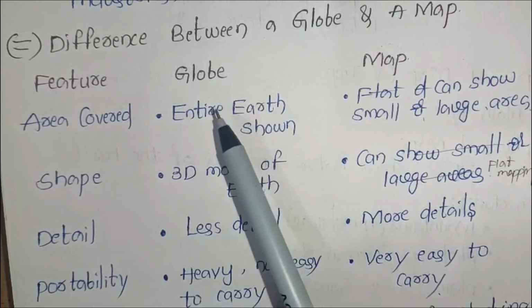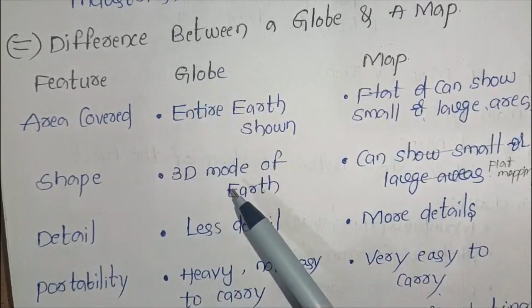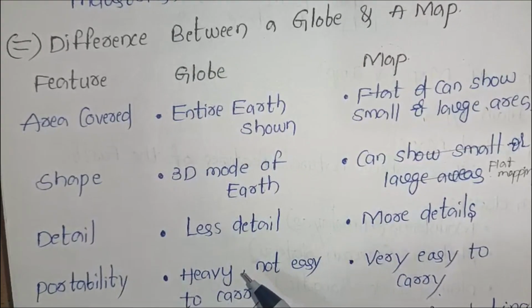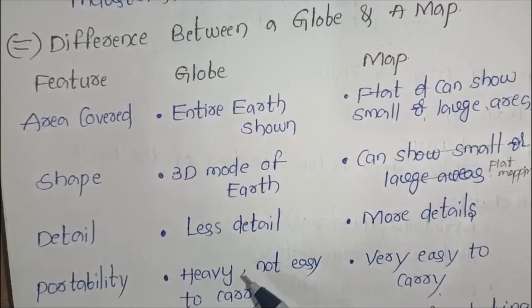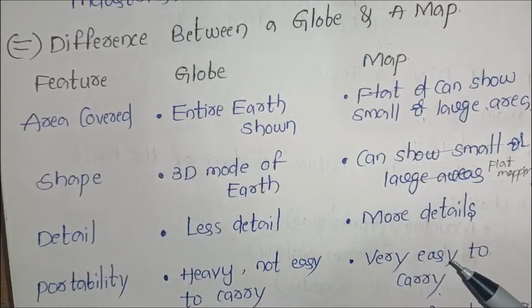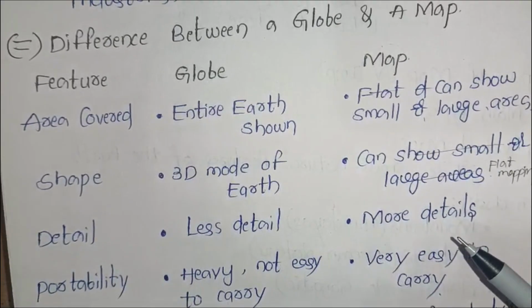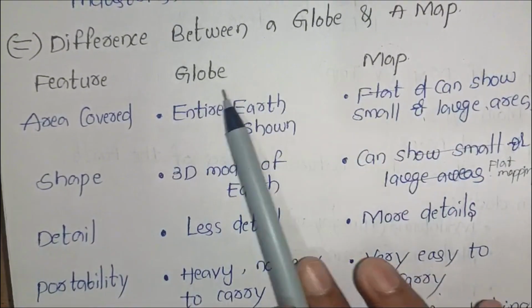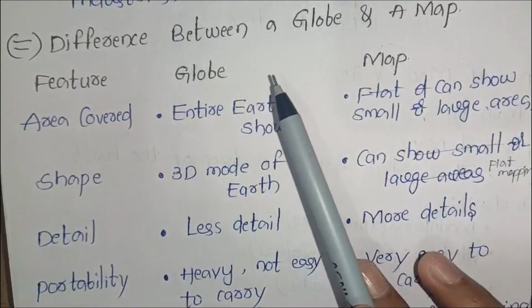Now let's discuss portability. The globe is heavy to carry. It is not easy to carry. I hope you all know what a globe is. It is heavy to carry from one place to another. But a map is very easy to carry. We can keep it in a pocket and go. That is a map. These are the differences between a map and a globe.